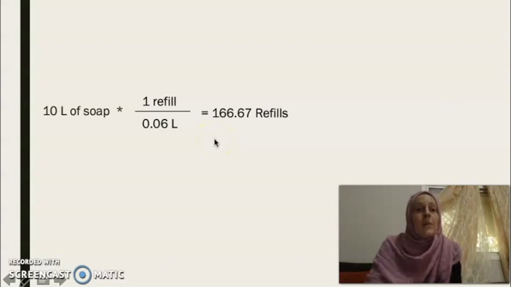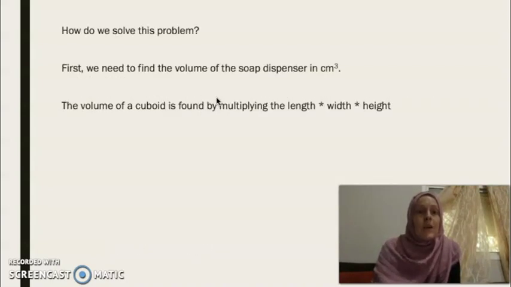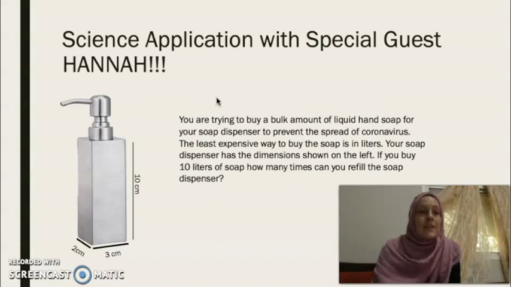When we do this multiplication, we get to an answer of 166.67 refills. This means that with 10 liters of liquid soap, we could refill our small soap dispenser 166.67 times. So this soap dispenser here, we would be able to wash our hands for a very long time, which would be very good when we're trying to prevent coronavirus.